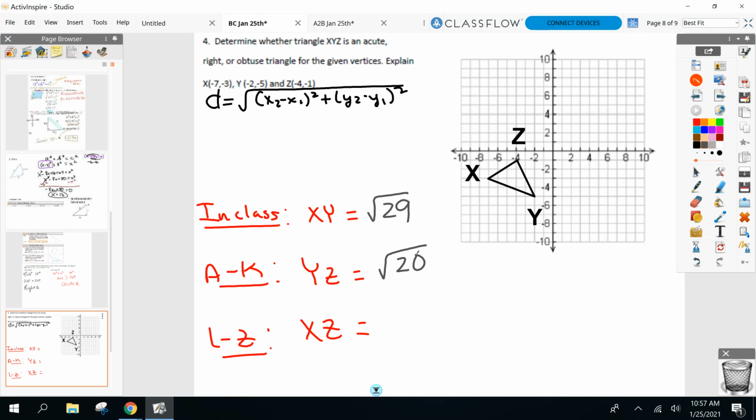And then L through Z, majority, almost all of you at home. What do you got for XZ? Square root of 13. All right, here we go. What are the two smallest sides here? Square root of 13, all squared, plus the next smallest side, square root of 20, all squared. How does that compare to the longest side, square root of 29, all squared?